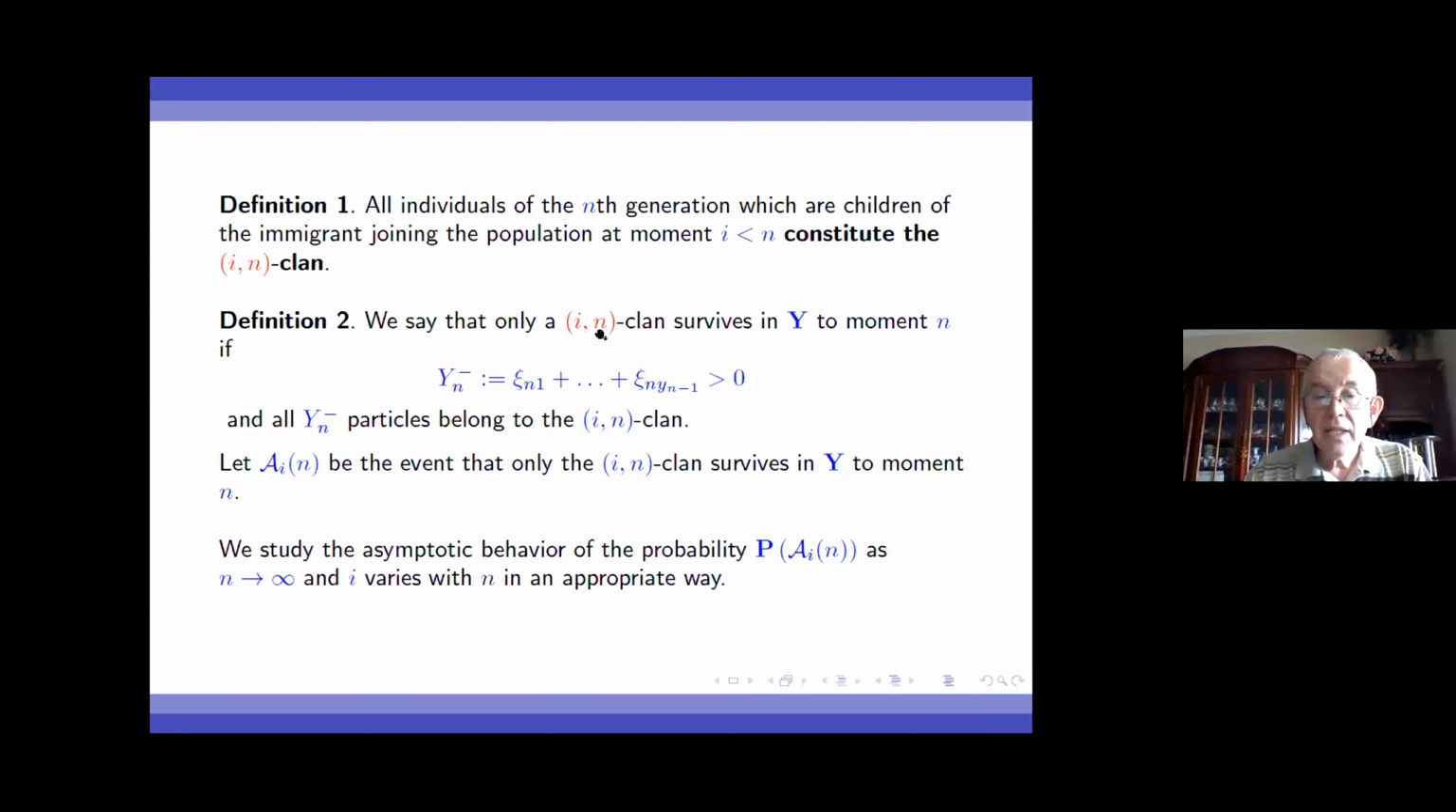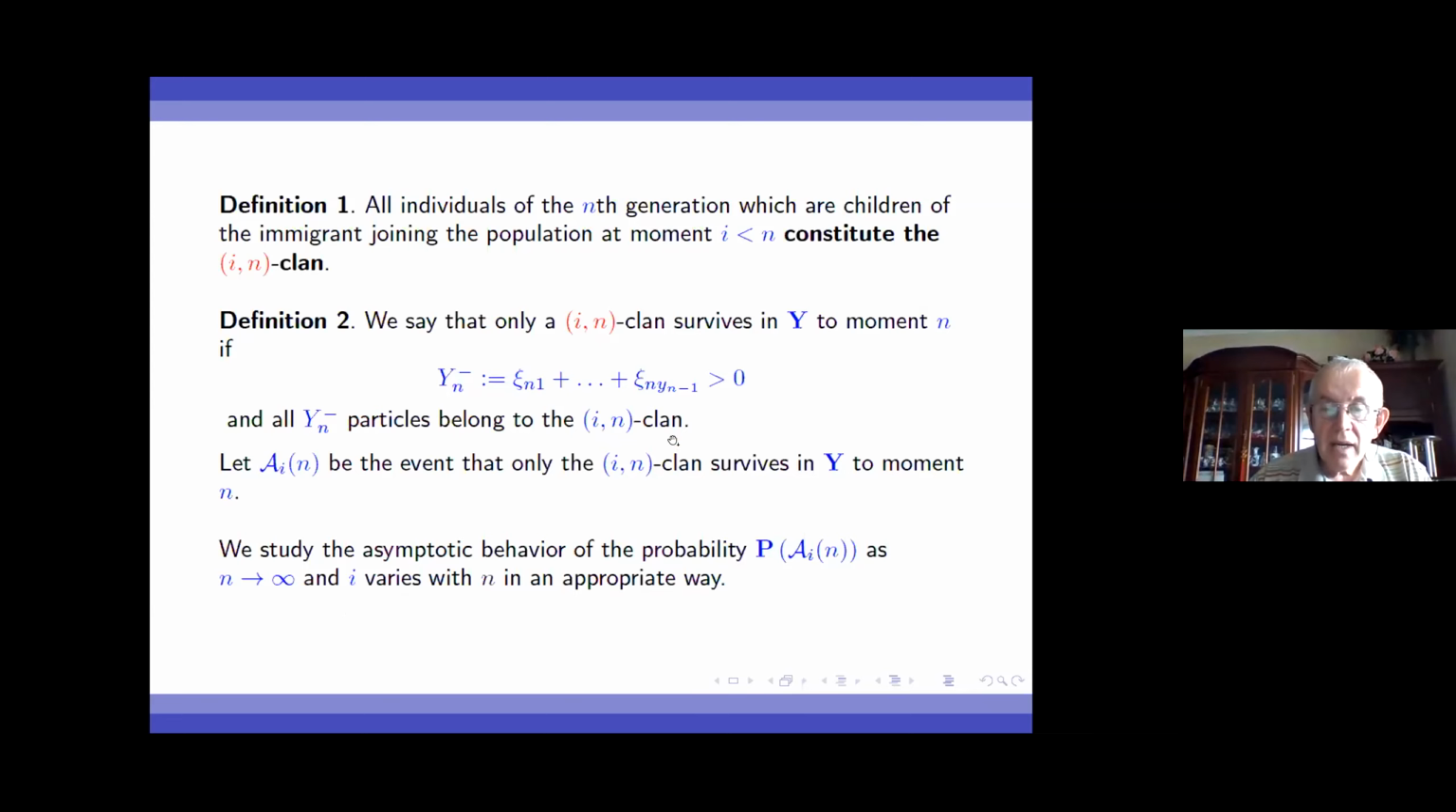And we say that only the i,n clan survives in this process to moment n if all individuals who are children of all individuals of the (n-1)st generation belong just to the i,n clan. Let I_{i,n} be the event that only this i,n clan survives in this process to moment n. And we study the asymptotic behavior of the probability of this event as n tends to infinity, and i varies with n in an appropriate way.